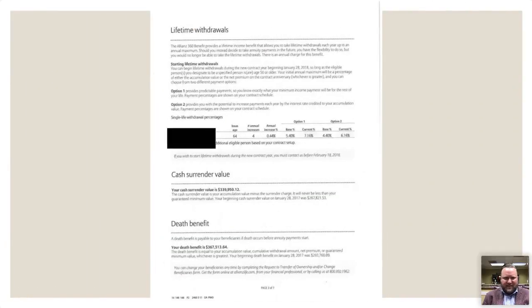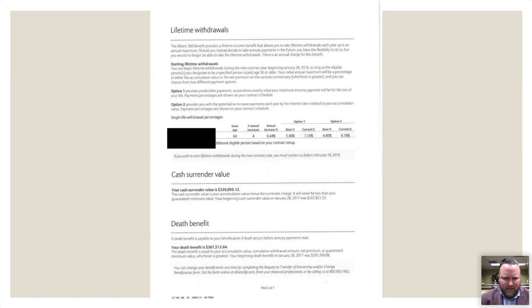Now with the Allianz 360, you have something called lifetime withdrawals available to you. And that means you can trigger a lifetime income payout based on your accumulation value. There's only one account value for the 360, the accumulation value. There's not two separate ones for income and your principal. It's all one. So in this case, this person was age 64 when it issued, and every year that they wait, they get an annual increase in their withdrawal rate of 0.44%.